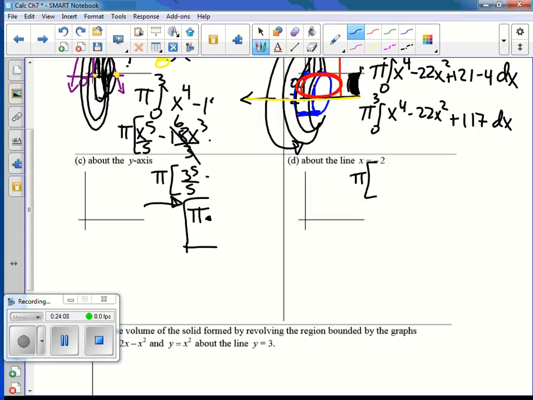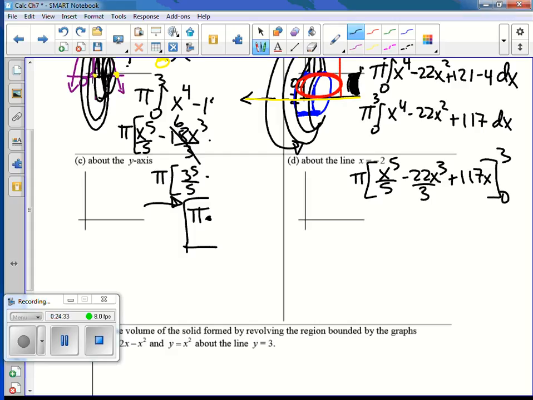Oh, and by the way, I'm aware that you may not have some space, so you may want to either write small or just do this on a separate sheet of paper. Sorry about that. So this is x to the 5th over 5 minus 22x to the 3rd over 3 plus this, evaluated from 0 to 3, and then now we're just going to plug in all of our variables.